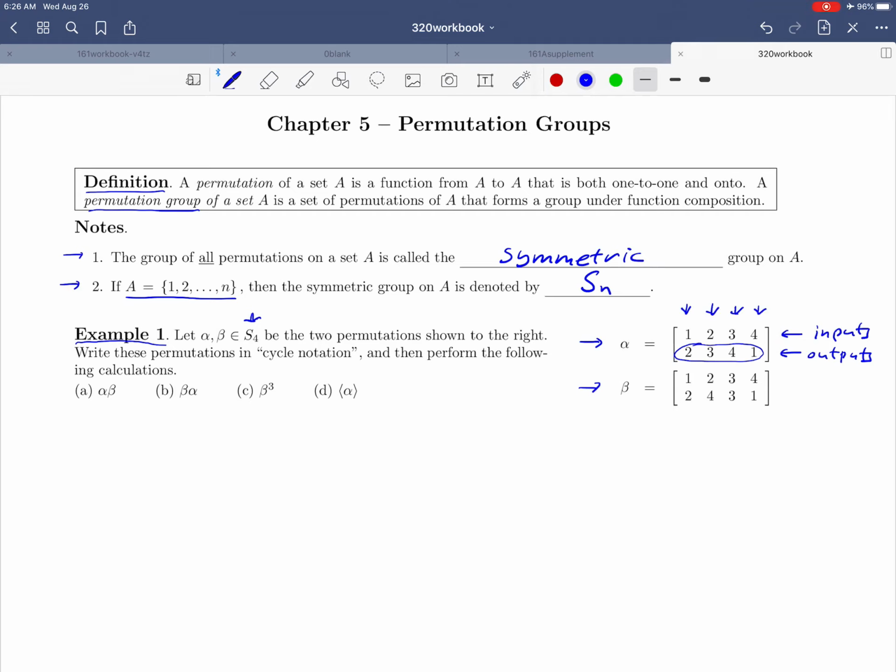Now I'm going to clear away a little bit of clutter here. And we're going to close this video off by talking about cycle notation. So they'd like us to take these permutations, alpha and beta, and write them in cycle notation. Cycle notation is just an alternate way to represent permutations that's a little bit more convenient to do calculations with. All right, and I want to illustrate what I mean, starting with alpha here.